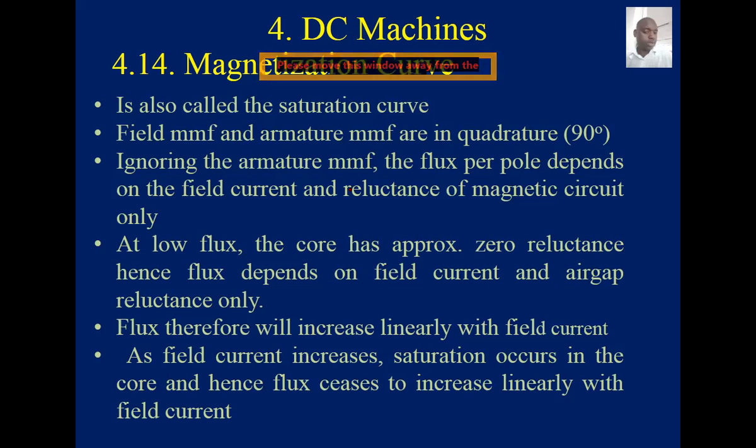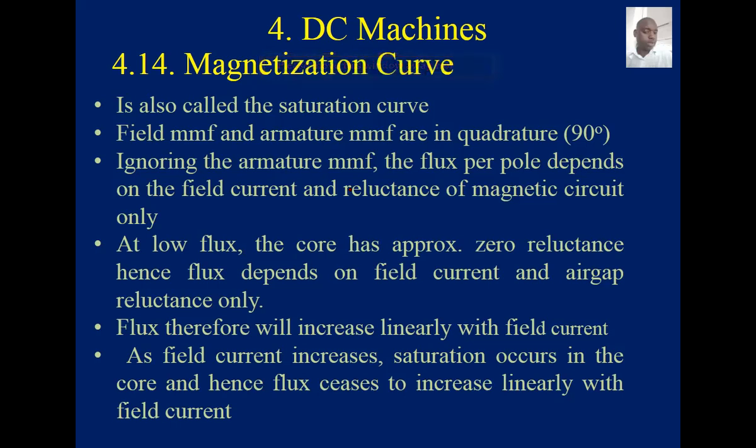This is true at low fluxes where the core can be assumed to have zero reluctance. That means you don't need any energy to establish flux in the material. And that means the flux will depend basically on the reluctance of the air gap, right? And in that case, the flux will increase linearly with field current.